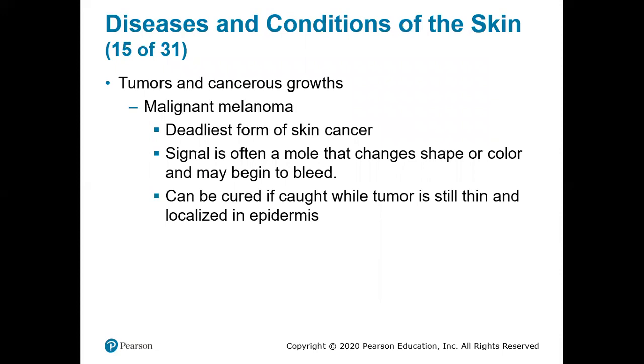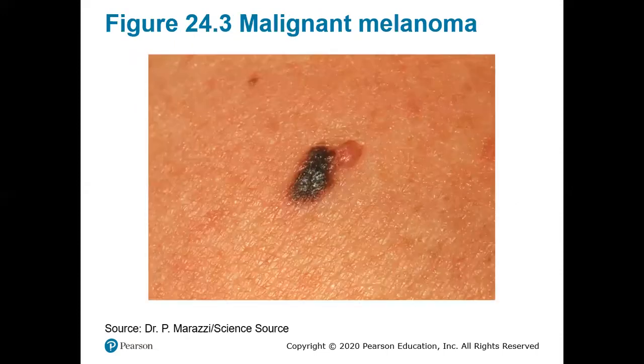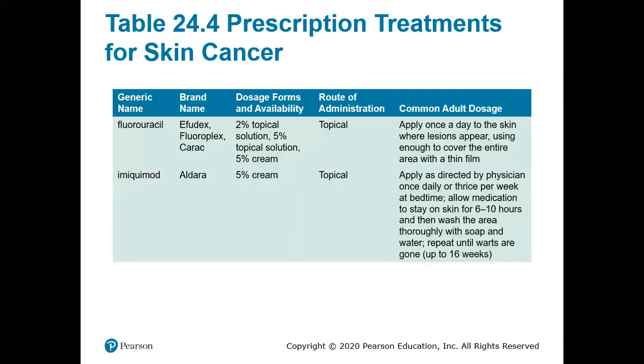Malignant melanoma is the deadliest form of skin cancer. Signal is often a mole that changes shape or color and may begin to bleed. This can be cured if caught while tumor is still thin and localized in epidermis. The figure 24.3 is showing an example of what a malignant melanoma would look like. Table 24.4 shows prescription treatments for skin cancer. This is found on page 369 in the textbook.